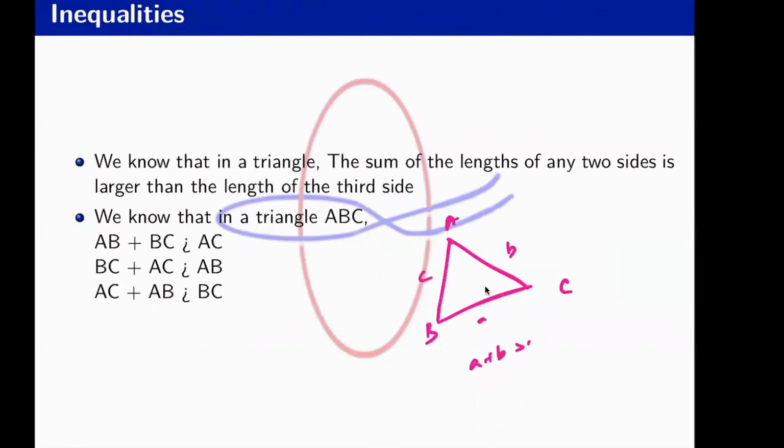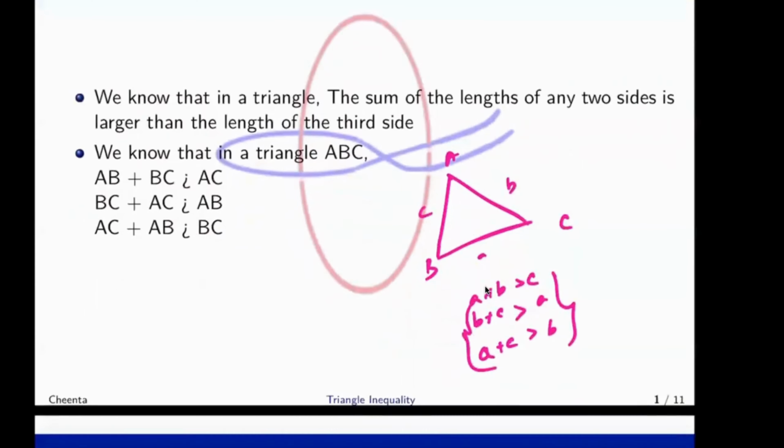So A plus B is greater than C, B plus C is greater than A, and A plus C is greater than B. And similarly from this, what we can say? We can say that C minus B is less than A, and the difference between any two sides, so A minus B is less than C, and B minus C is less than A. So the difference between any two sides is less than the third side.